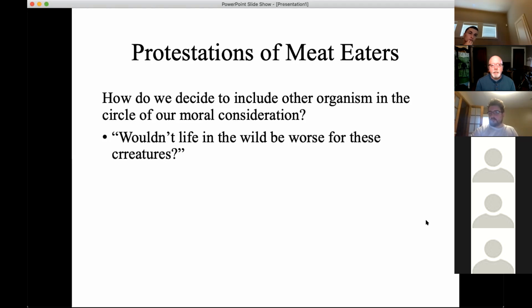Another protestation of meat eaters: wouldn't life be worse for these animals if they were out in nature? I think to a certain degree, but I think it's also because we have this desire to keep things. I think if it's an animal's natural order to go extinct, then it should happen.